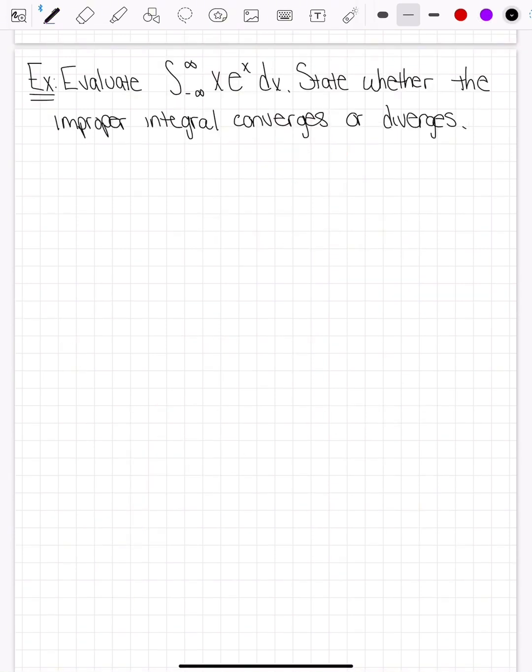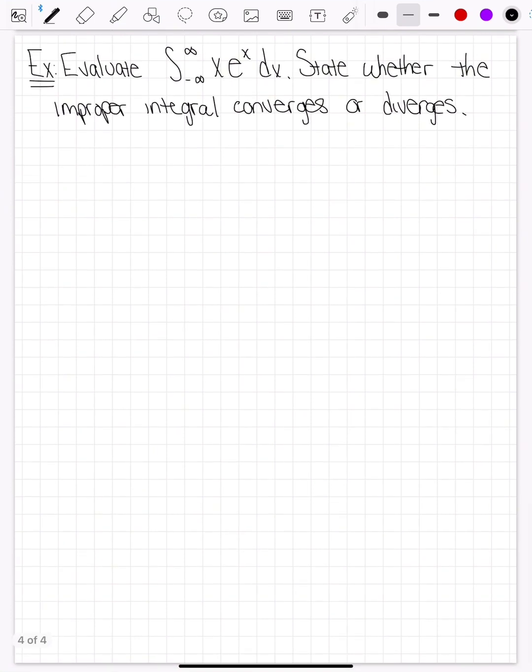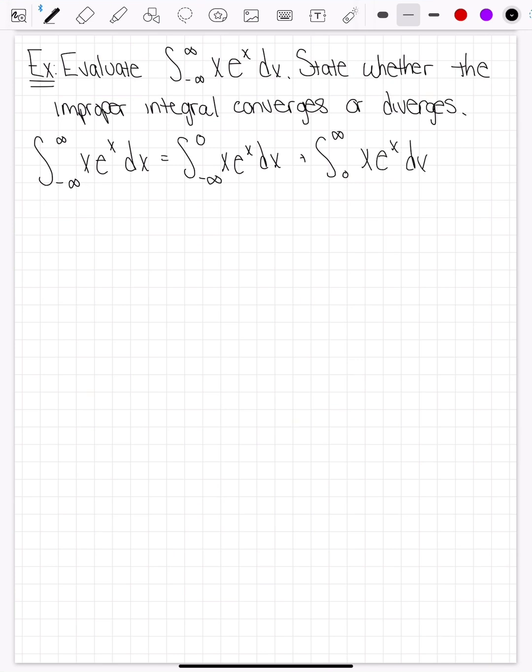Okay, let's do one more example. In this example, we're evaluating the integral of x times e to the x from negative infinity to infinity, and we're trying to determine whether it converges or diverges. Remember, when both of the bounds are infinite, we have to split this up into two separate integrals. The first one going from negative infinity to 0, and then the second one going from 0 to infinity. We're going to have to solve these separately.